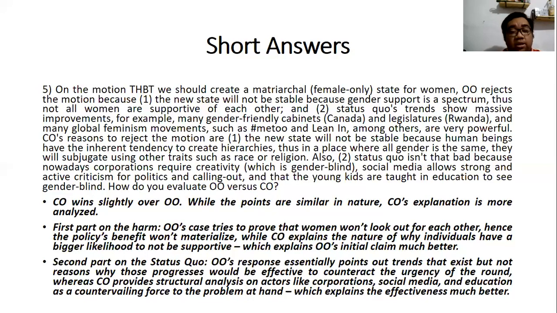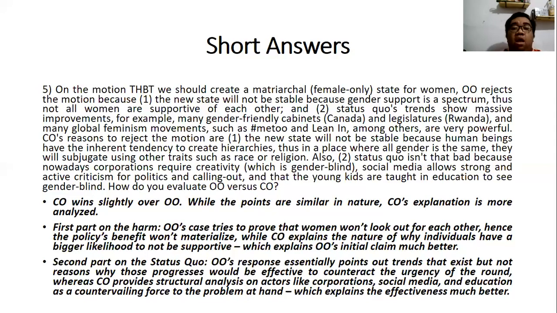Whereas in closing opposition, they not only explain, for example, actors like corporations, social media, and education, but they also talk about the structural analysis on why these actors would be a good countervailing force for the problem at hand. They talked about how corporations require creativity, social media has allowed for politics to be more accessible, education has progressed so much that allows people to no longer, or at least be less sexist in comparison to those in the past.